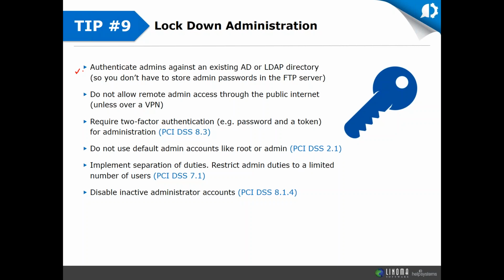This approach provides nice separation of the credentials from the FTP server, which will slow down a would-be hacker. But it also makes it easier for admin users since they don't have to maintain or remember yet another password for the FTP server. Now, for remote administration, that should only be allowed to your FTP server through an encrypted tunnel like a VPN. And the latest PCI standards require that an administrator uses two factors of authentication, which could be something like a password and a one-time token to log in. Other forms of authentication could be biometric, such as a thumb scan.